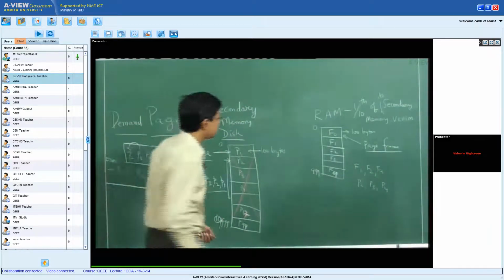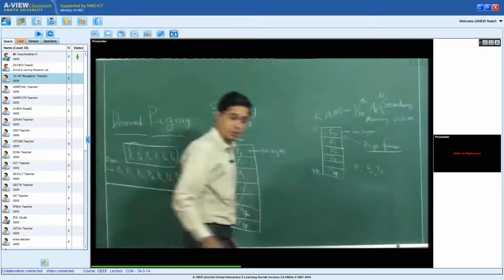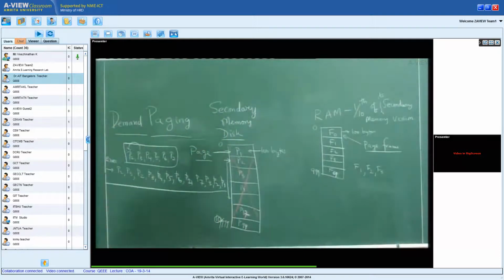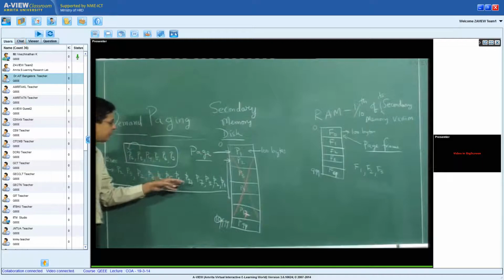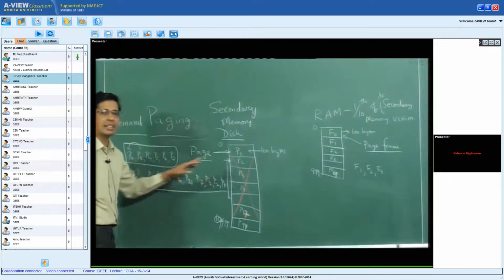Now this program essentially has, this is the way the program executes. This is the execution trace of the program, where it starts executing something on P2, then goes to P3, then again comes back to P2, then P3, P4, P5, P6, P2, P7, etc.